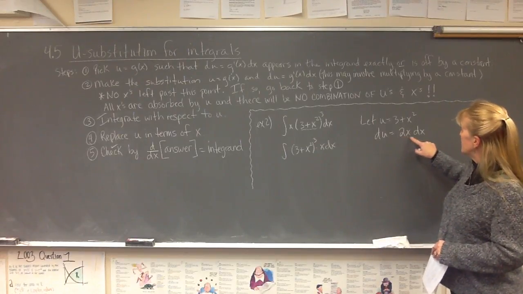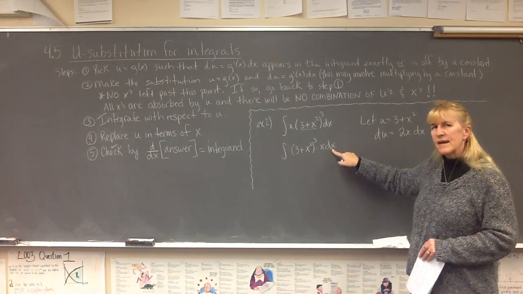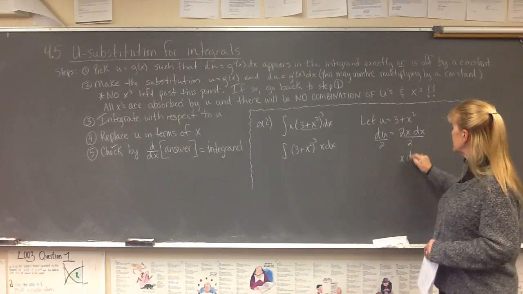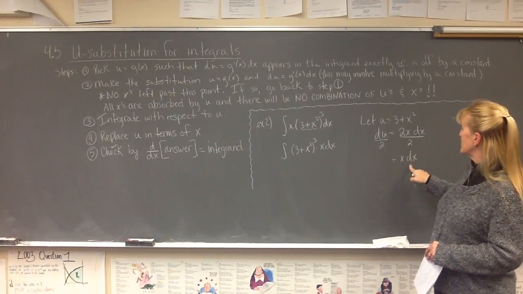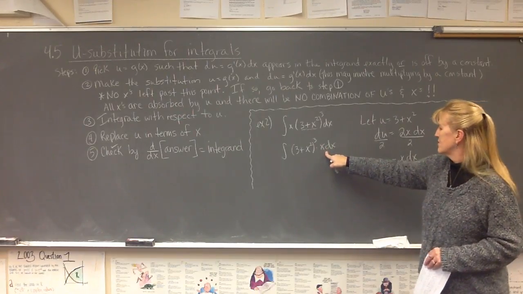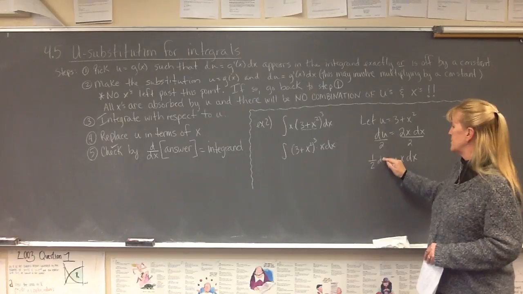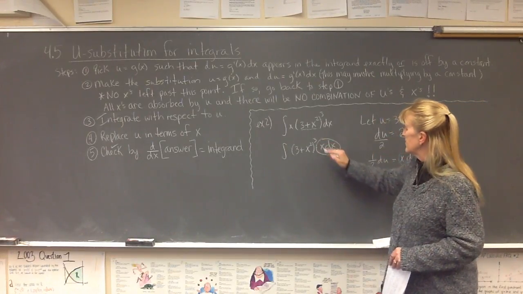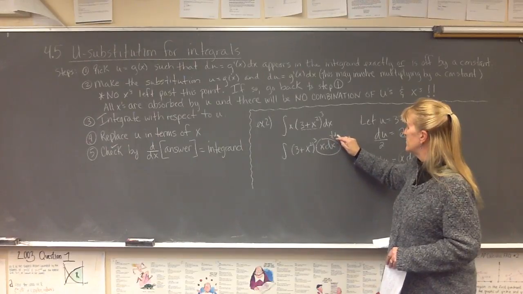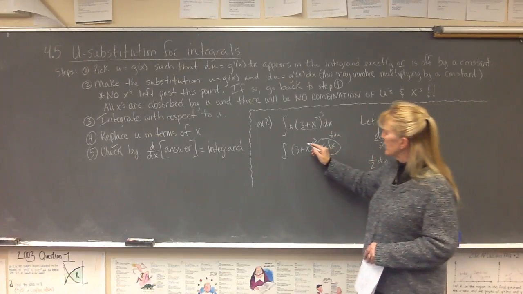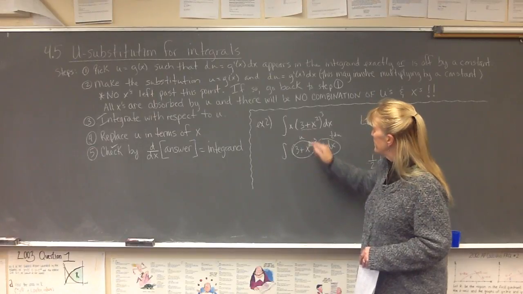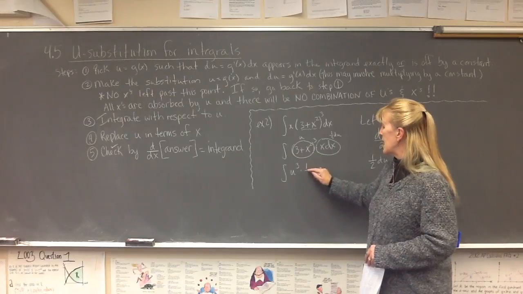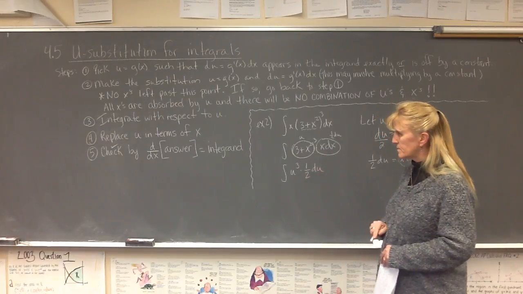So I'm looking at a 2x dx, but here I only have x dx. So I'm going to divide by 2 here so that I can have just x dx. All I need is the derivative over here to match this. And this gives me 1/2 du. So here's my x dx, here's my x dx, and this is 1/2 du. What's in the parentheses here is my u. So I may rewrite this now as u cubed times 1/2 du.